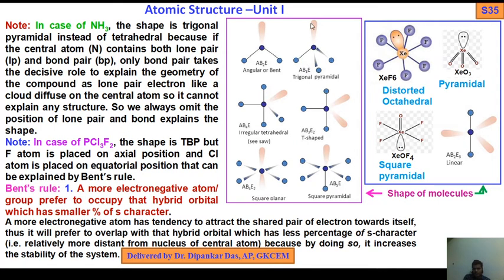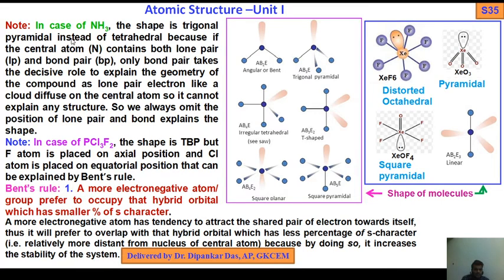So for trigonal pyramidal, the position of the lone pair you always omit. The shape is pyramidal instead of tetrahedral because if the central atom nitrogen contains both lone pair and bond pairs, only bond pairs take the decisive role in explaining the geometry, as lone pair electrons, like a cloud, are diffuse on the central atom, so they cannot explain any structure. So you always ignore the position of lone pair, and bond pairs explain the shape.